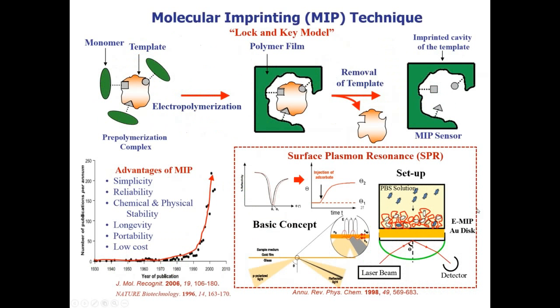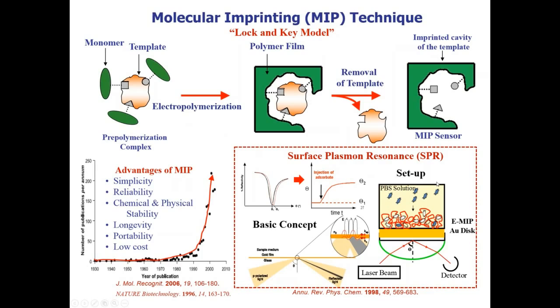So in this case, by fixing the material on a surface, we can do sensing experiments, in this case by surface plasmon resonance spectroscopy. So when the analyte binds on the cavity, that binding event can be detected by this transduction mechanism as an optical signal.